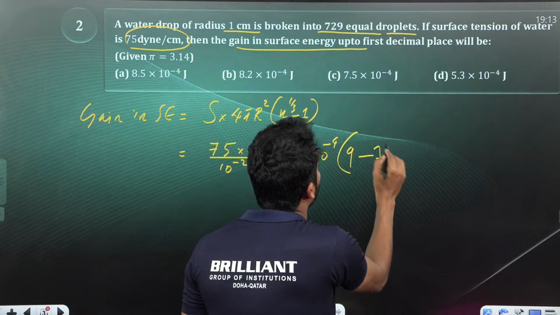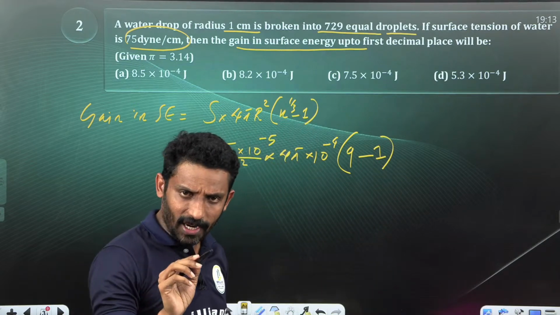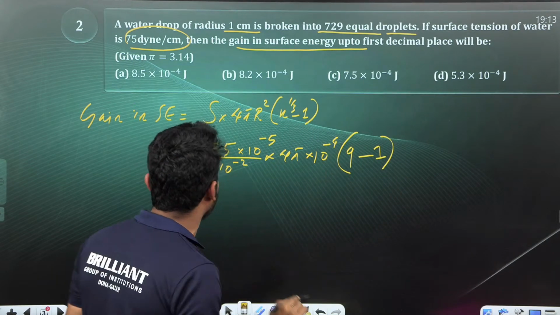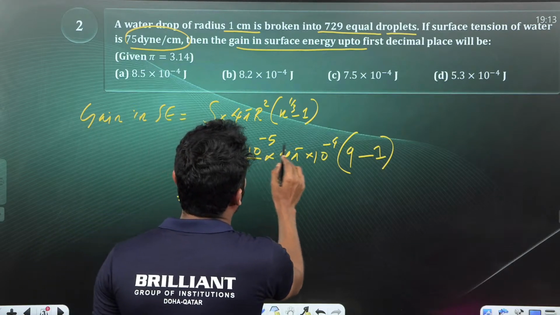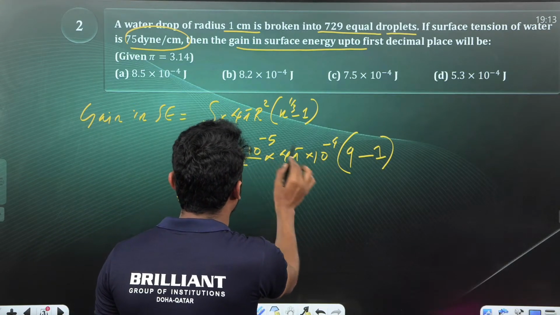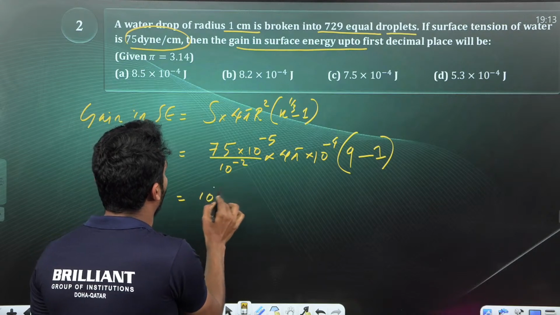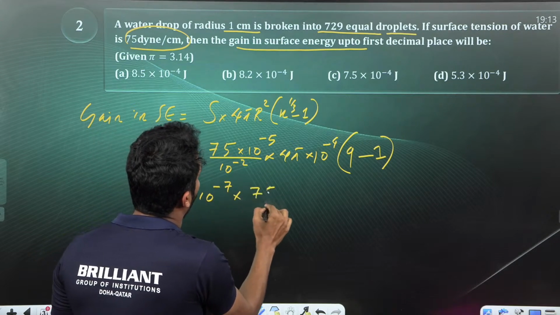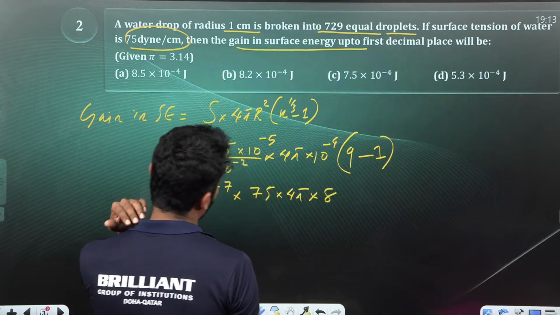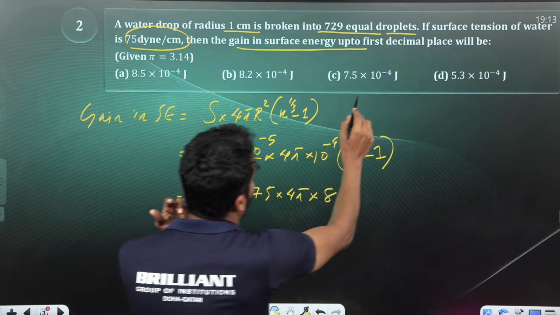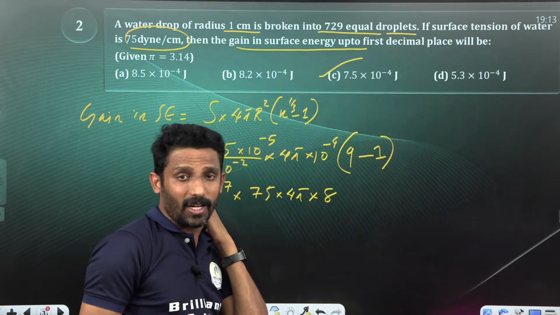It is 9 minus 1. Cube root of 729 is 9. 9 minus 1, this is 8. Solving this, we get 10 power minus 5, 10 power minus 4, 10 power minus 2, so 10 power minus 7 here. 75 into 4 pi into 8. We solve it, we get the answer, this one 7.5 into 10 raised to minus 4.